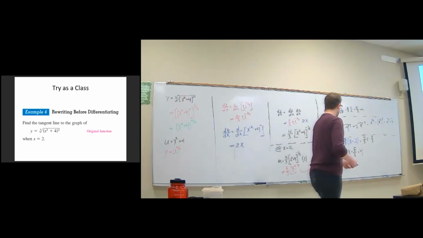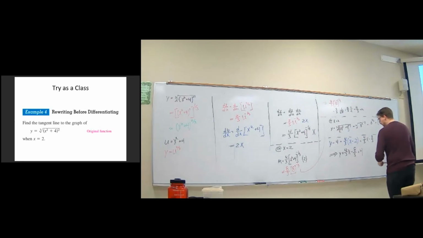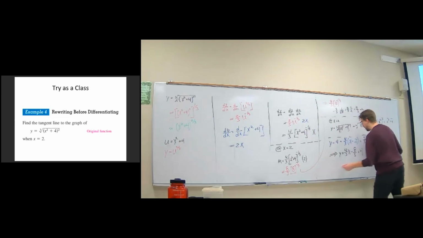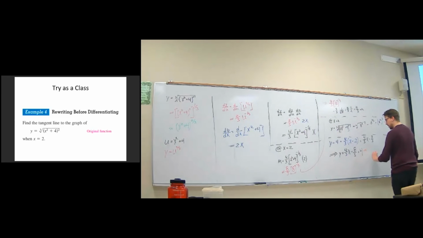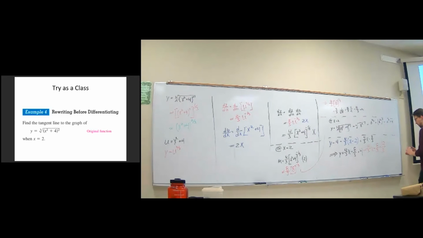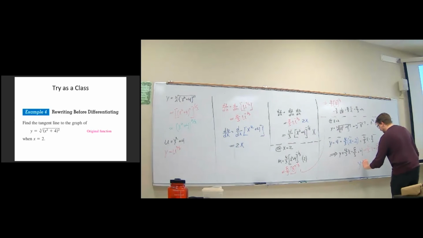Well, we can rewrite this 4 as 12 over 3. So 4 over 3 x minus 8 over 3 plus 12 over 3. This tells us that y is equal to 4 over 3 x plus 4/3.